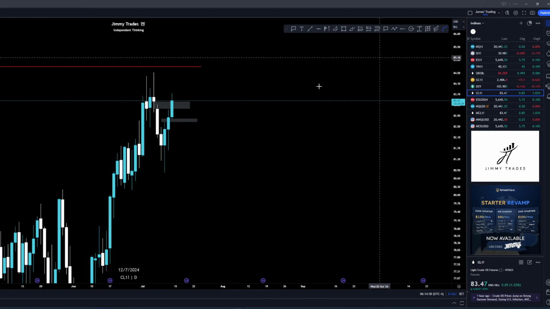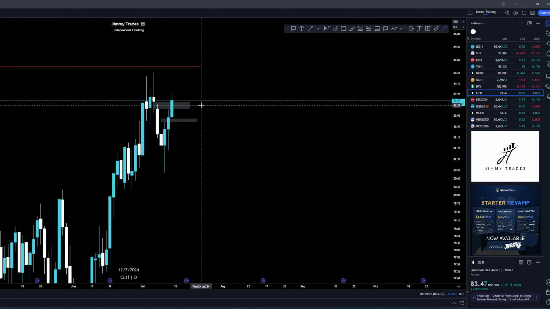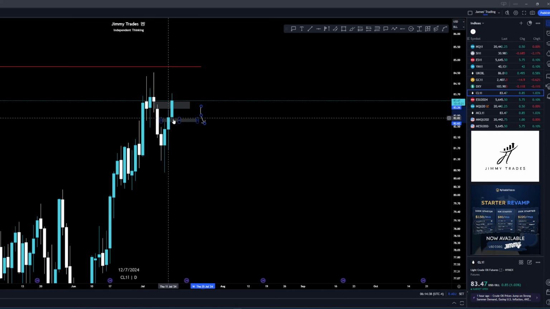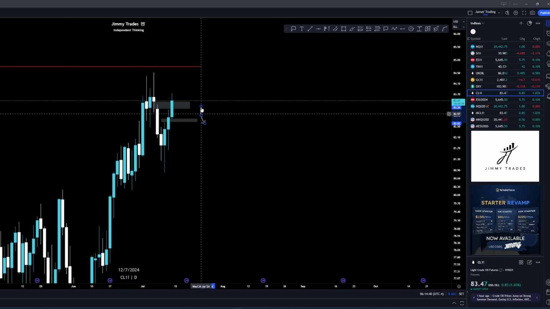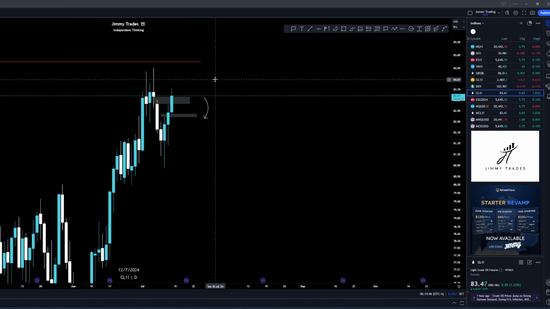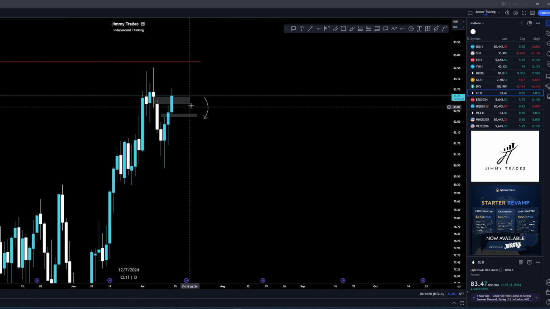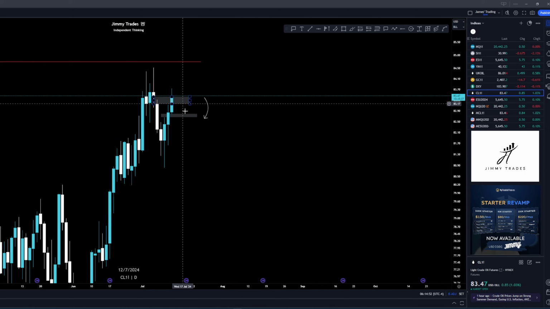Actually feel like we might come back down, maybe retest this level, or fill this before we continue higher, because this is definitely a good draw. But it's been a fairly strong move today so far. It's up over 1%.